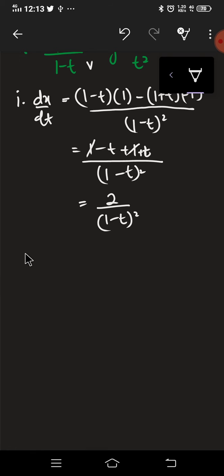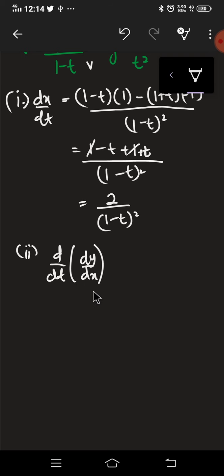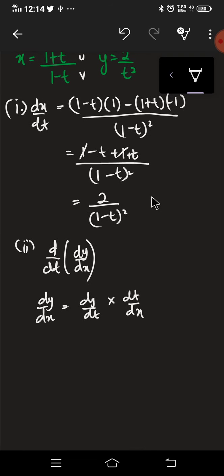The next question is, they ask you to find d/dt of dy/dx. Differentiate with respect to t of dy/dx. So, do we have dy/dx right now? We don't have the dy/dx, so we need to find what is our dy/dx first. So dy/dx is equal to dy/dt multiplied with dt/dx. We have dx/dt already, so we know that dt/dx is the reciprocal of dx/dt. So what is dy/dt?